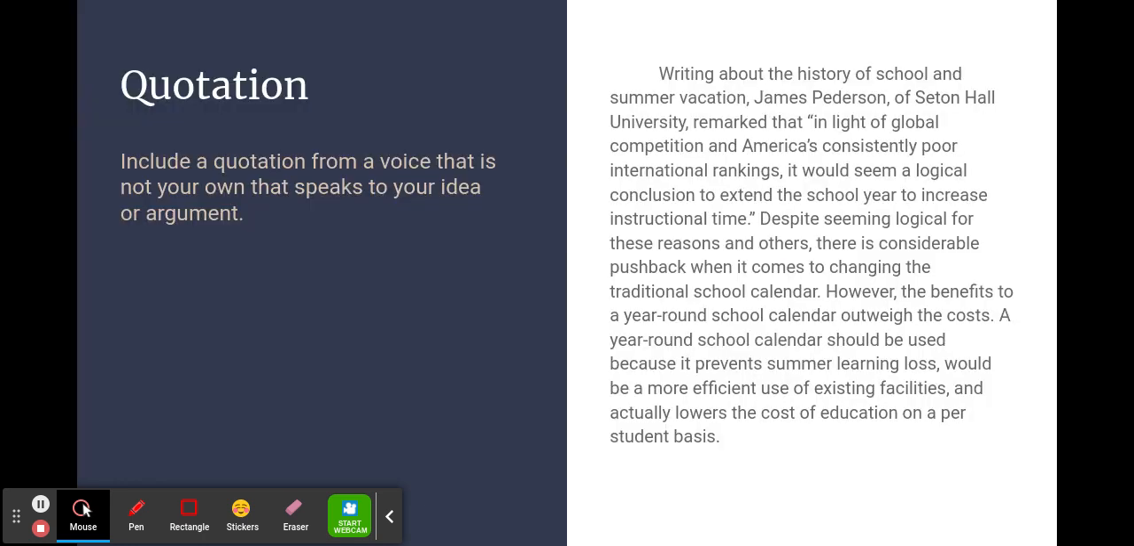So the first lead you can use is a quotation. Right? In this case, you would include a quotation from a voice that is not your own, but that speaks to your idea or argument. So if we look here at the example, we've got writing about the history of school and summer vacation. James Peterson of Seton Hall University remarked that, quote, in light of global competition and America's consistently poor international rankings, it would seem a logical conclusion to extend the school year to increase instructional time. By the way, these are using our year round school example we've been using throughout these videos. In this case, though, we're in the pro camp here, arguing for year round school.